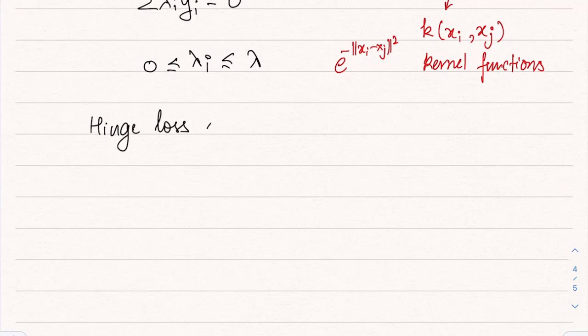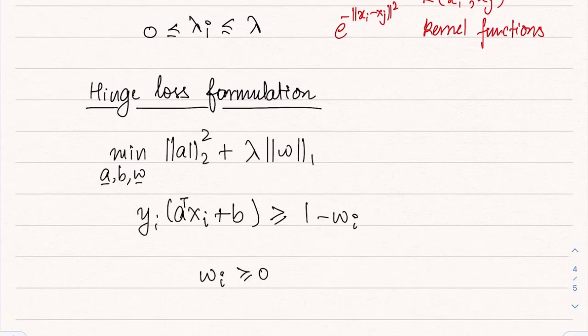So to understand the hinge loss formulation, let us copy our original problem. So this was our original formulation. Now in this problem, we can actually eliminate Wi as follows. So what we can do is that first rewrite this constraint as 1 minus yi times (A transpose xi plus b) less than or equal to Wi. Right? So this is an equivalent way of rewriting it.